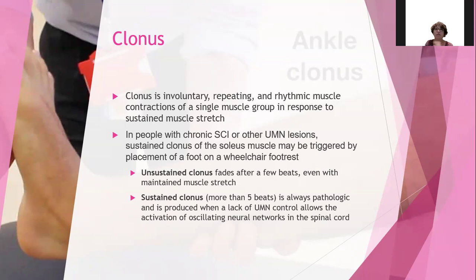Unsustained clonus fades after a few beats, even if you maintain the muscle stretch. Sustained clonus is more than 5 beats, and it's always pathologic, and it's produced when a lack of upper motor neuron control allows the activation of oscillating neural networks in the spinal cord. So it's like foot jitters, if you want to think of it that way. And so it is inconvenient when you're trying to stand up and your foot goes into dorsiflexion and you get that clonus. Usually when we chart that as a symptom, we'll say how many beats, or more than 5 beat clonus or less than 5 beat clonus, something like that. So I have seen it a lot in people with MS and with spinal cord injuries.